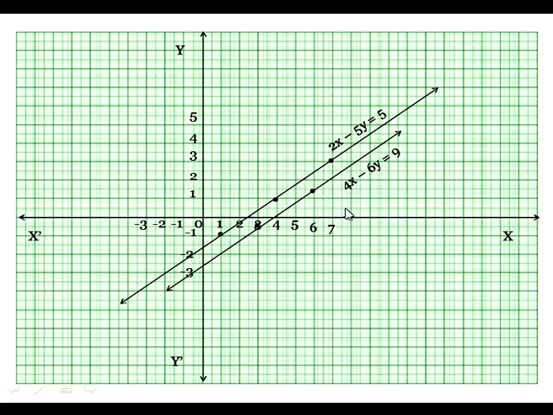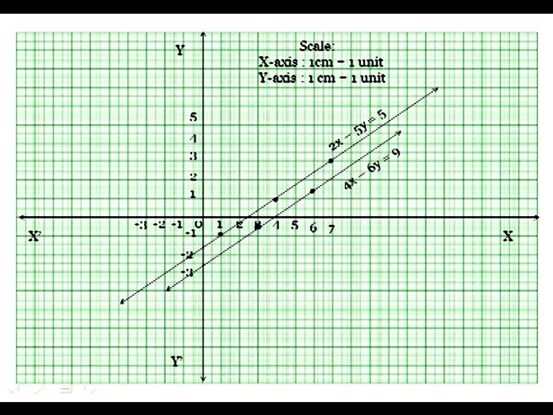They are parallel. When you observe that the lines are parallel and they are not meeting at any point, we can say that they are inconsistent and have no solution. For this graph, we have taken the scale of 1 centimeter equal to 1 unit on the x axis and y axis. I am sure you have understood how to plot the points on the graph sheet and thereby find the solution of the given pair of linear equations.